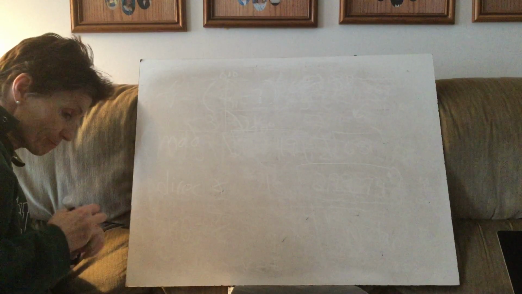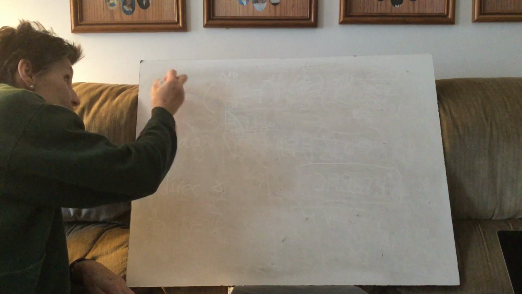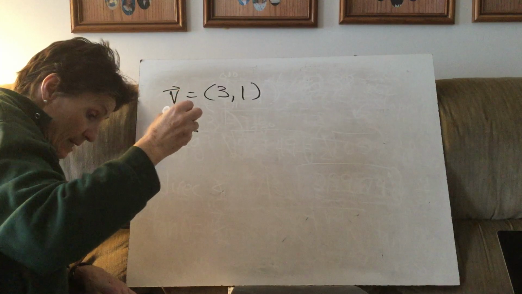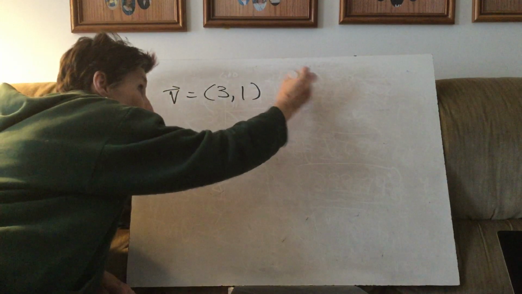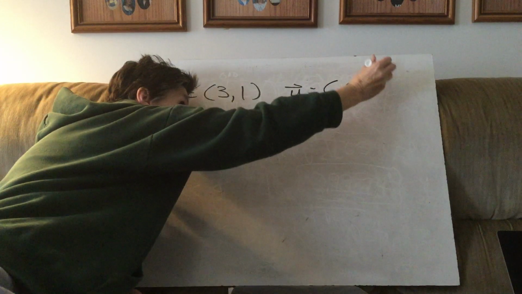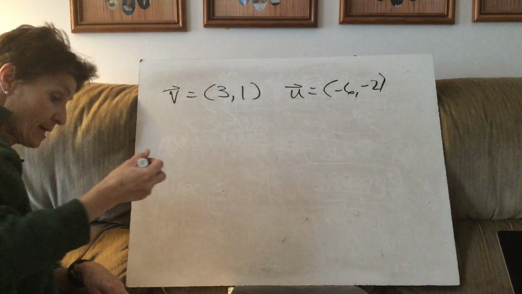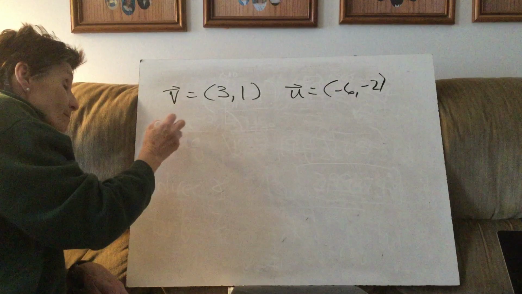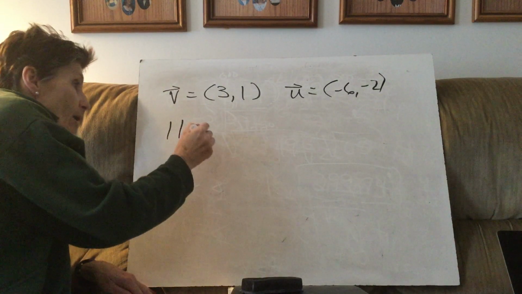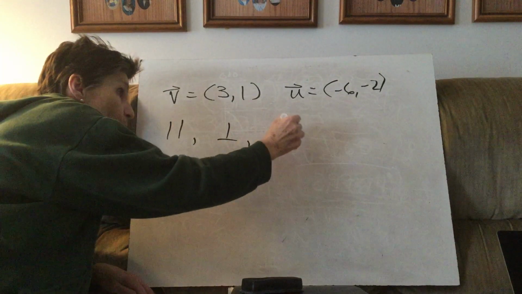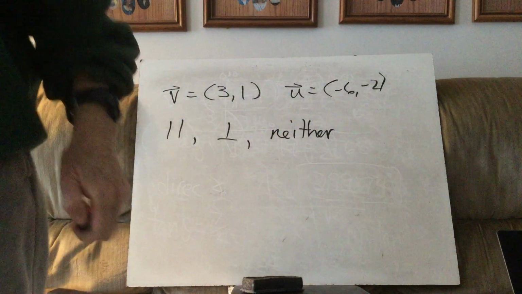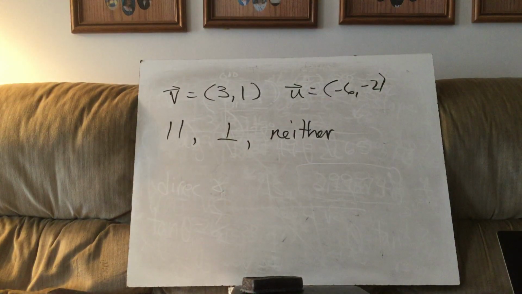Okay, now we've got a couple of vectors. I'm looking at number 11 now. So v is 3, 1, and u is -6, -2. And your job is to tell if they are parallel. Well, I'll use the symbols. Are they parallel? Are they orthogonal? Or neither? And if you remember when we did these in the notes, it was really easy.